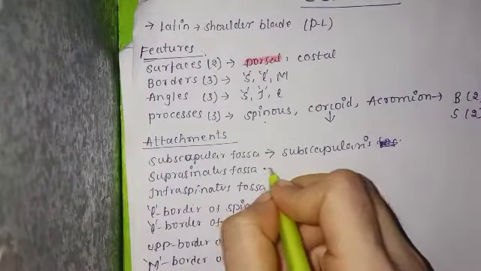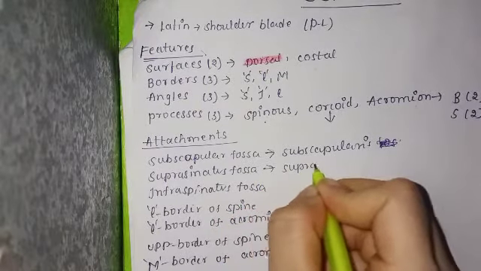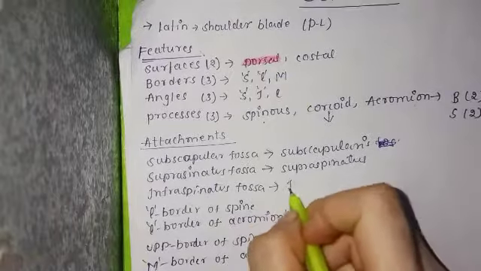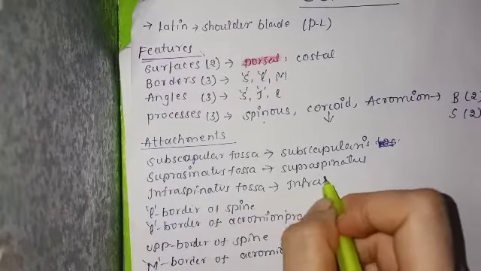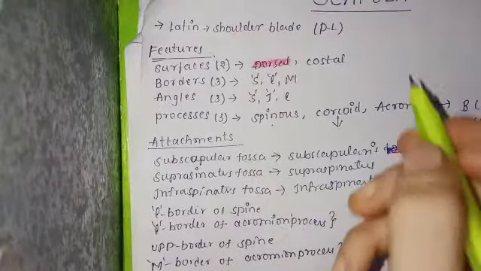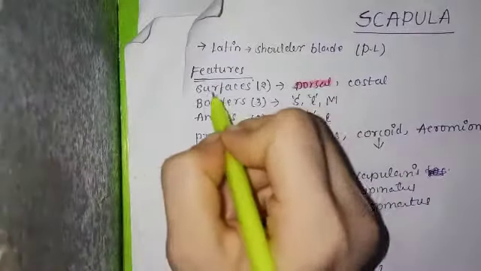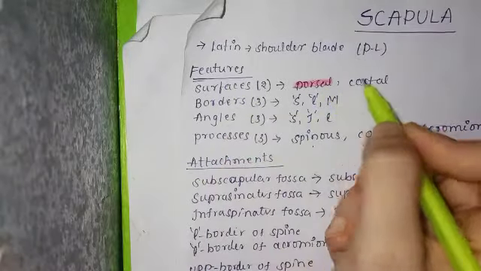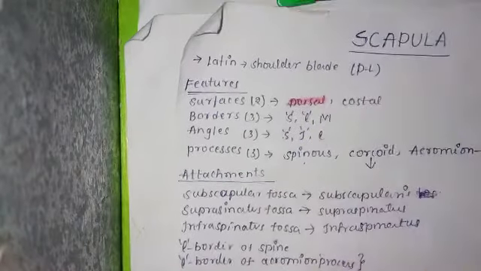Okay, at the supraspinatus fossa, supraspinatus muscle. At the infraspinatus fossa, infraspinatus muscle. Okay, these are the muscles which are present on the dorsal and the costal surface of the scapula.